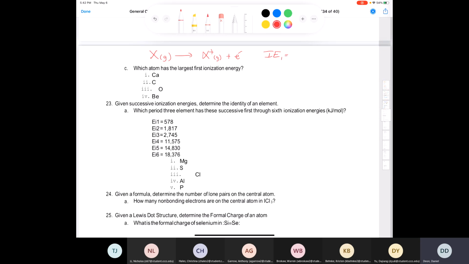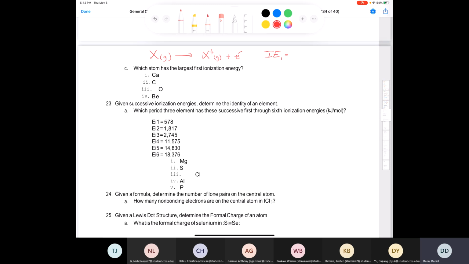Well, calcium's definitely going to have the lowest, right? Calcium is way over on the left-hand side of the periodic table. It's a group 2A metal. Those like to lose electrons, right? It's a big element. If we go over to carbon, it is much smaller than a calcium, both because of principal quantum number and because it's further to the right in the periodic table. So it's going to take more energy to remove an electron from a carbon.